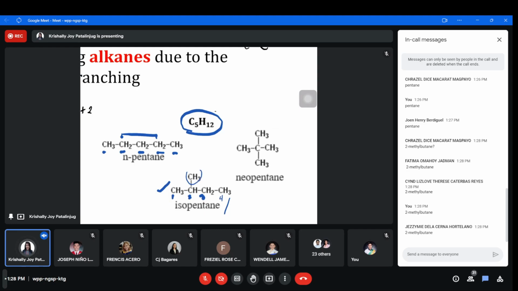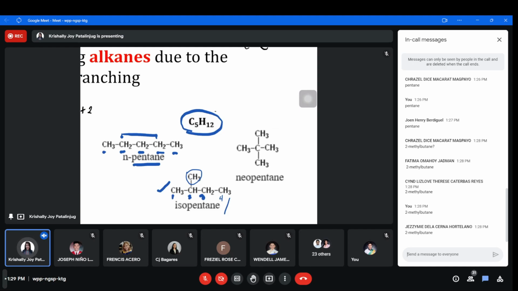So the molecules are different from pentane. This is pentane, and the other one is already 2-methylbutane. So you will expect that when the structures are isomers, the physical and chemical properties are different, because the structures are different.